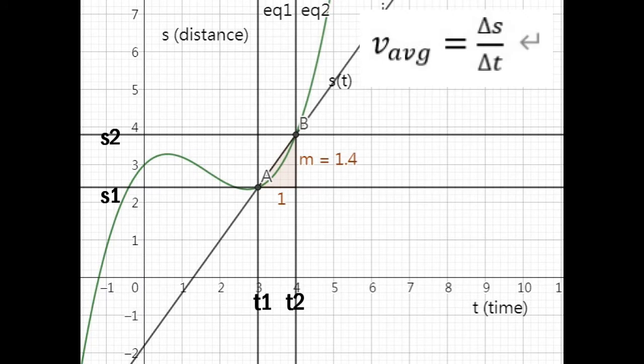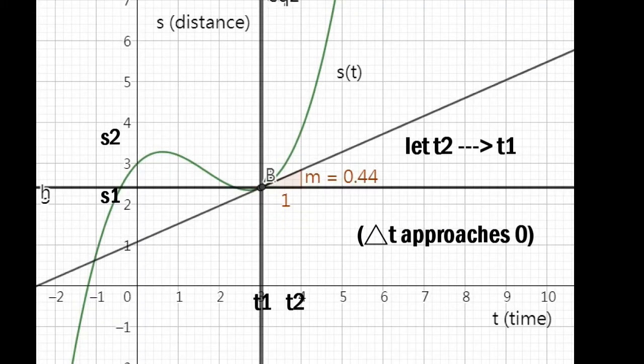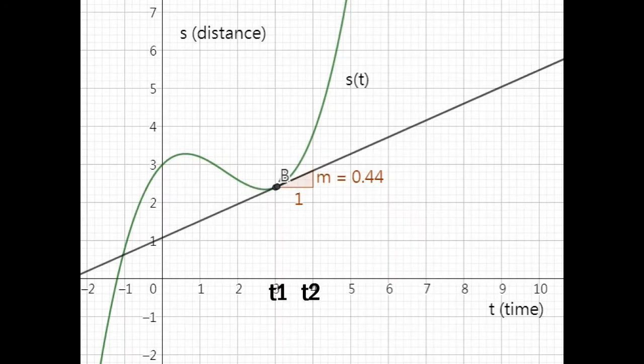Then, move t2 closer and closer to t1, and you'll find s2 getting closer to s1. Therefore, the change in position, delta s, and the change in time, delta t, would approach 0. And this line will approach the tangent line of s of t at t equals t1. So what's the slope now?